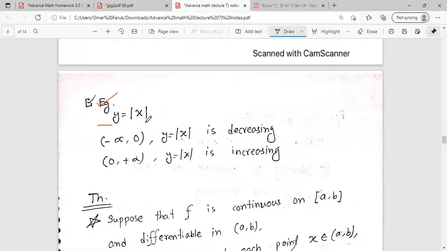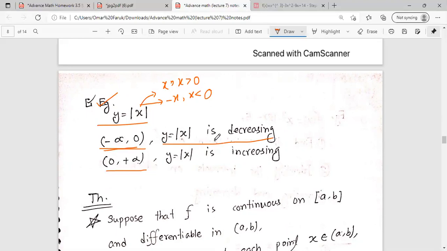And we have y is equal to modulus x. So for modulus x, we know it can be x and it can also be minus x. So x when x is greater than 0, right? And minus x when x is less than 0. So from minus infinity to 0, this is decreasing, f of x is decreasing, and from 0 to plus infinity, f of x is increasing. And this function looks like this way. That means coming this way and going this way, okay?